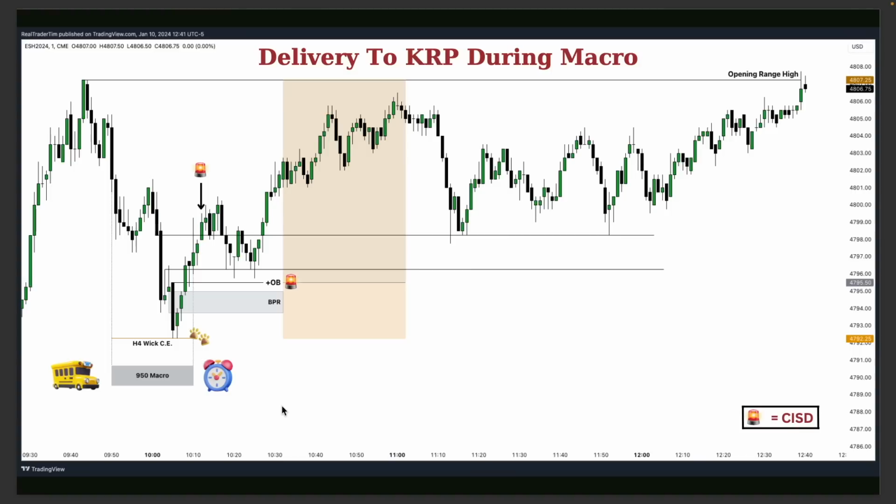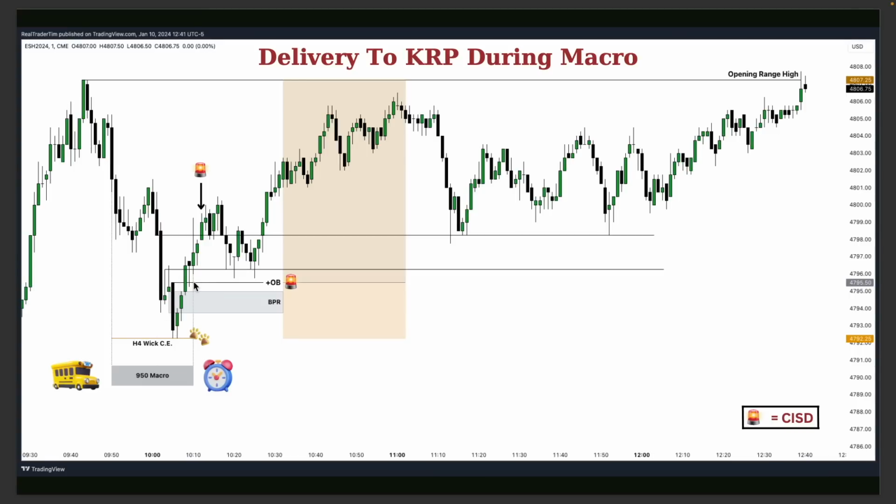So let's look at another example of the KRP macro model working beautifully. 950 macro. This is your bus stop. We come down to CE, or 50% of a 4-hour wick. Exactly, precisely, to the tick, we're tapping that level. And then what occurs after we tap that level during the macro? We start to have your change in the state of delivery. This bullish order block right here. It's the first sign that a down close candle is supporting price. This whole move down, close candles were not supporting price. But after we touch a key reference point during a macro, we start to see that occur.